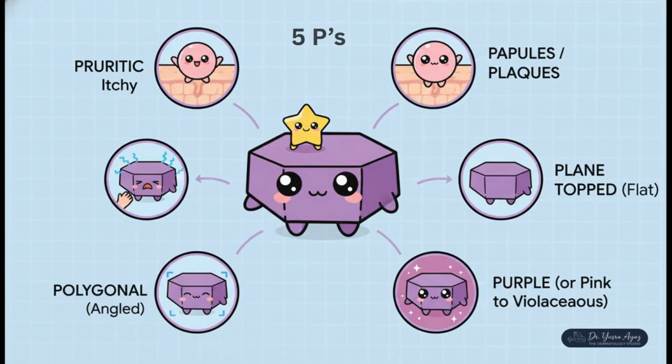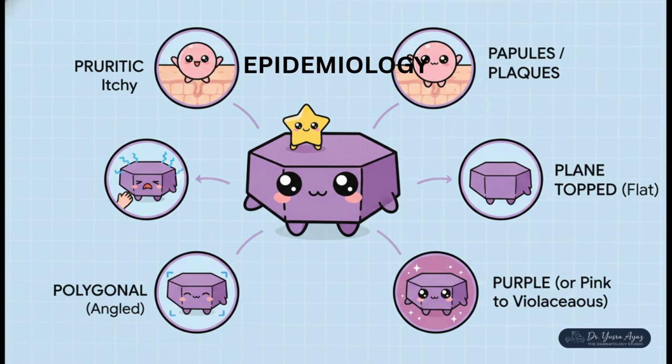Well, there's this classic little memory aid that perfectly describes the signs. It's called the 5 Ps. The lesions are typically purple, they're polygonal, meaning they have these sharp angles, and they're plain-topped, so they're flat. They show up as papules or plaques, which are just fancy words for raised bumps. And maybe most importantly for the person experiencing it, they are pruritic, which means they are intensely itchy.